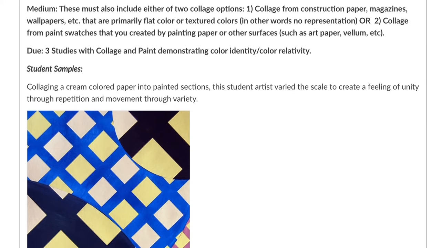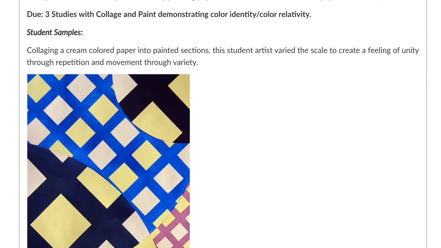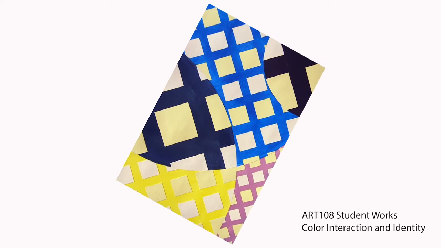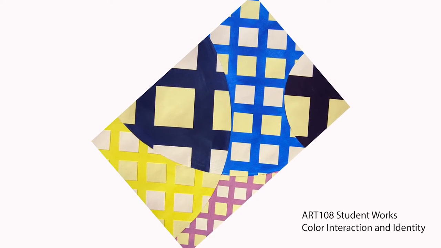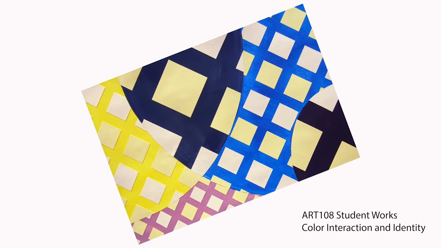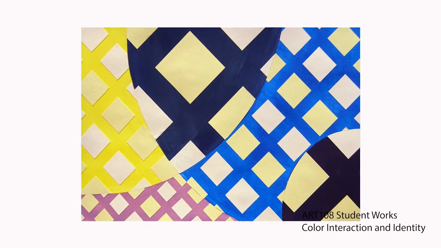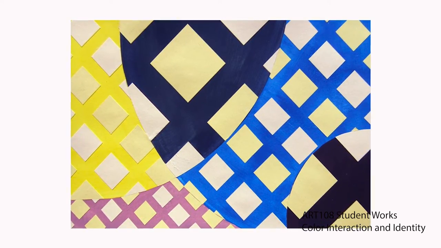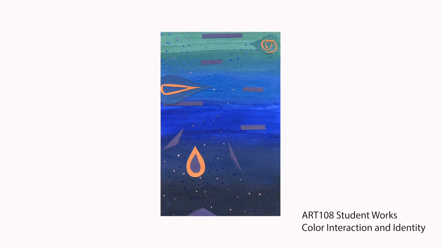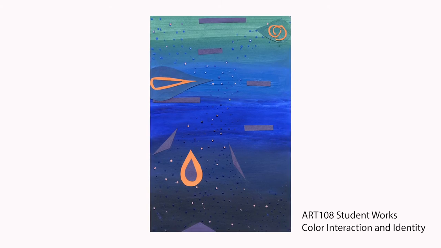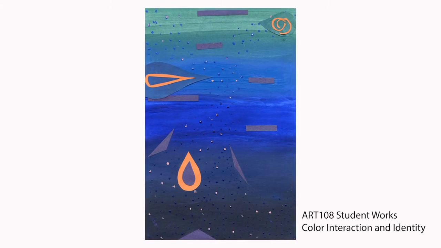So here's some student examples. In this piece, collaging a cream-colored paper into painted sections, this student artist varied the scale to create a feeling of unity through repetition and movement through variety. The next study uses orange as a warm color anomaly to draw your eye, and it uses these kind of subtle purples as the color with multiple identities.